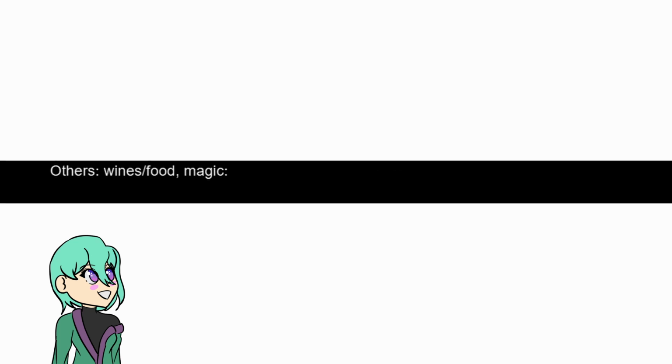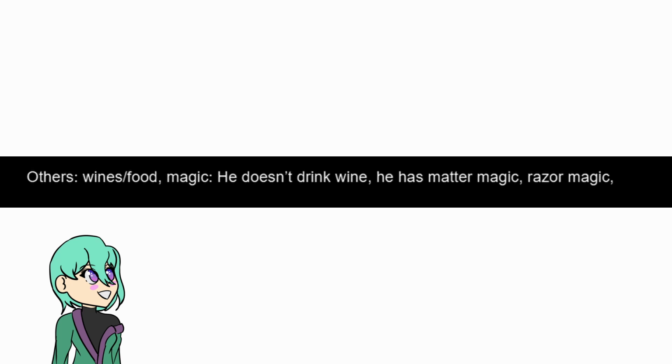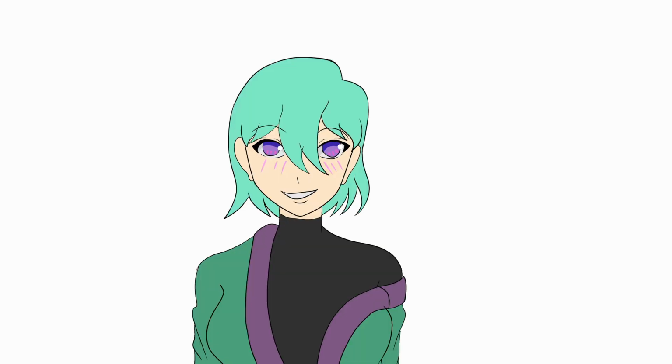Now here you can put anything else you want, what kind of wine they like for some reason, and what special ability they have. For example, mine would be what magic they have. So John doesn't drink wine, and his magic is matter magic, razor magic. So that was how I make my webtoon characters. I hope this helped any of you out. And if you have any questions about it, I will try answering them to the best of my ability.